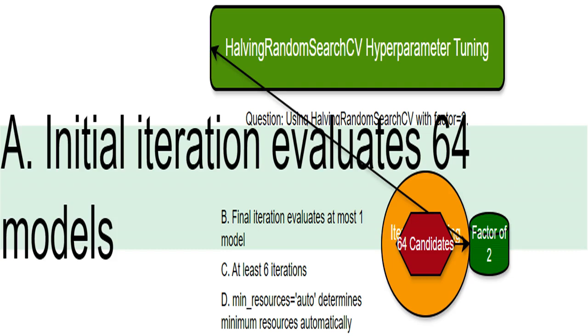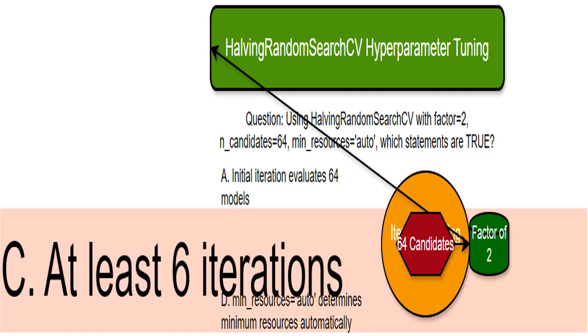Because the number of candidates is repeatedly halved, factor equals 2. Eventually only one model remains to be evaluated in the last iteration. This is a direct consequence of the halving process. The number of iterations is determined by how many times we can halve the initial 64 candidates until we reach 1 or less. Mathematically, this is represented as the ceiling of the log base 2 of 64, which is 6. This means the search will run through at least 6 rounds of evaluation and reduction.